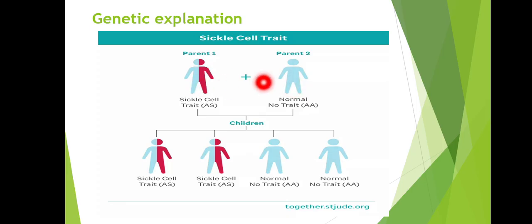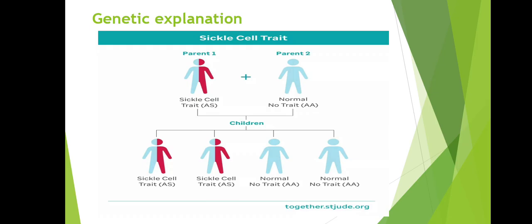So if this is the mother and this is the father, these are the chances of the children getting sickle cell trait, not getting the disease. So what does this mean? This means that if the mother is a carrier and the father does not have the disease, none of their children is going to be affected by sickle cell disease, sickle cell anemia, but some of them are going to become carriers.